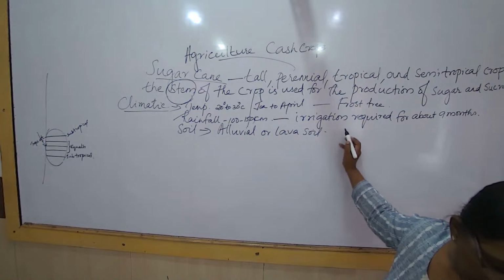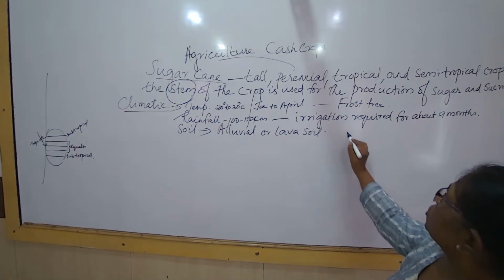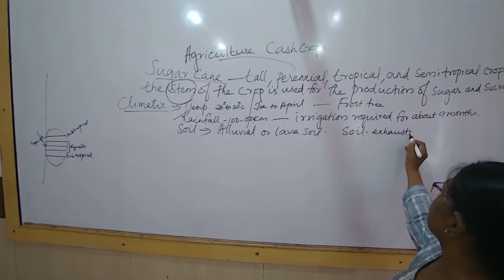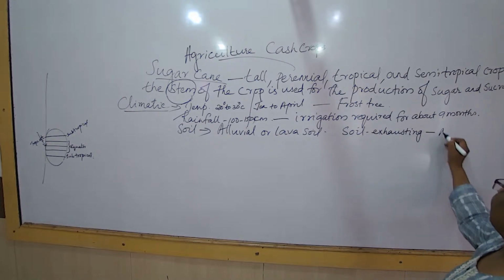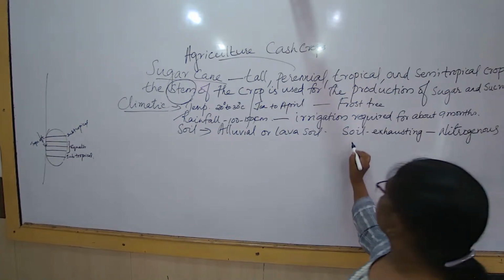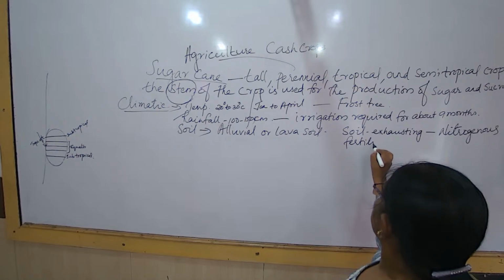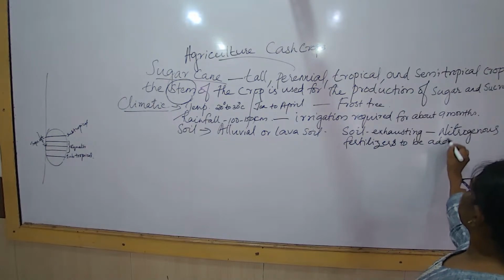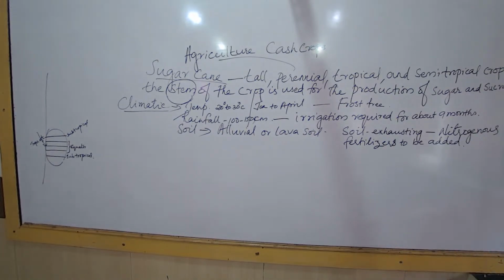So the peculiarity of sugarcane is that it is soil exhausting. This word is important. Soil is exhausting. So nitrogenous fertilizers are to be added. Lava soil is black soil. Lava, how does it come? Volcanic eruption. So that one only formed into igneous soil. So that soil is finally called black soil.